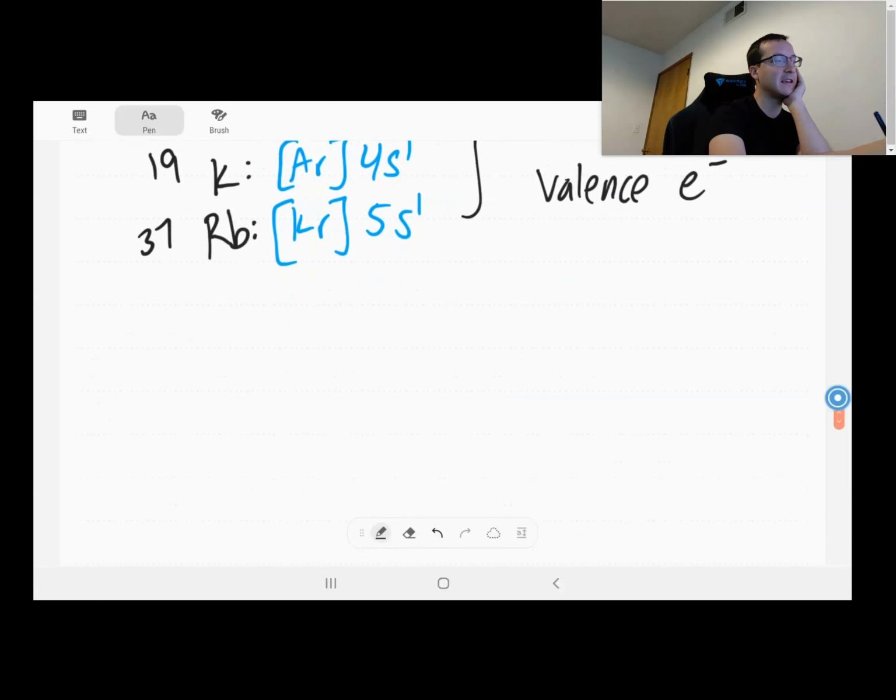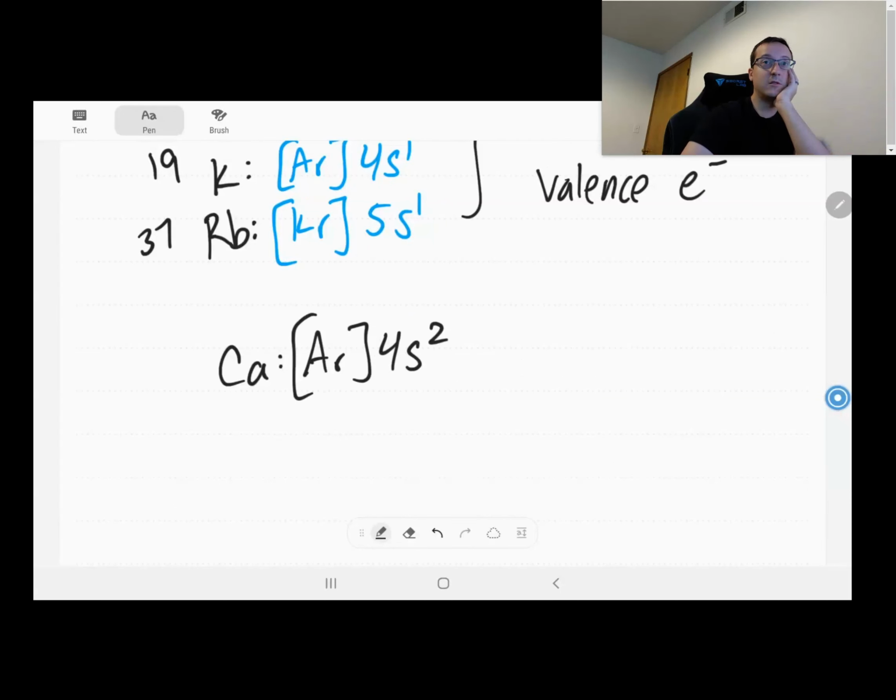So if we just take an example, we already did calcium. We can see that that's argon 4s2. So we're going to see that there's 2 valence electrons. We're actually going to see that everything in each group will have the same number of valence electrons. So calcium and magnesium and beryllium and strontium and barium and radium will all have 2 valence electrons.